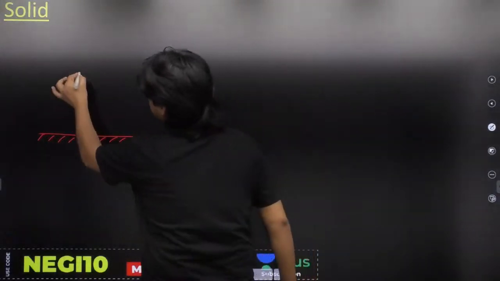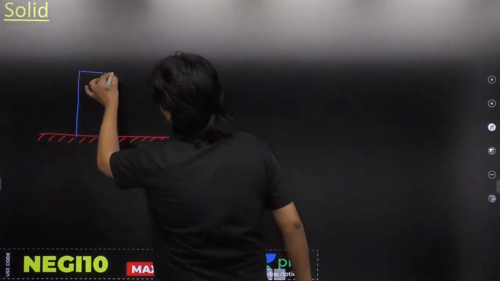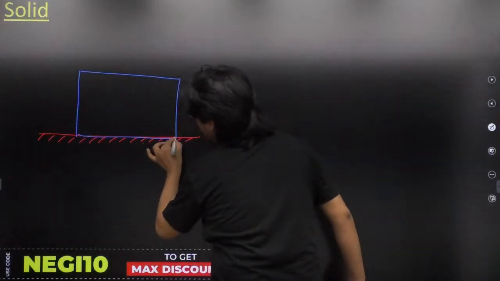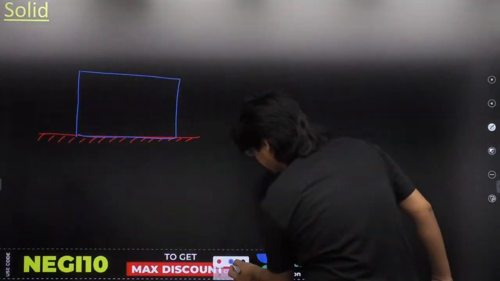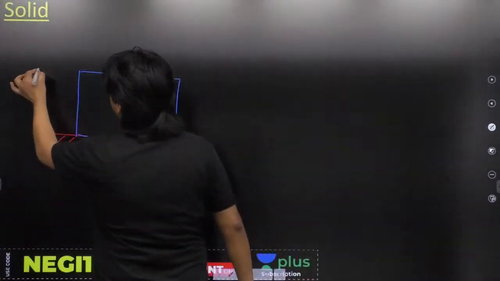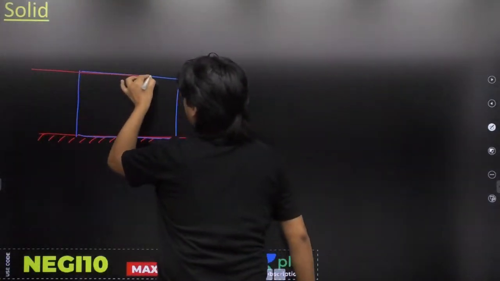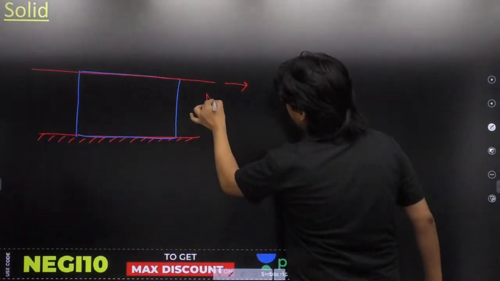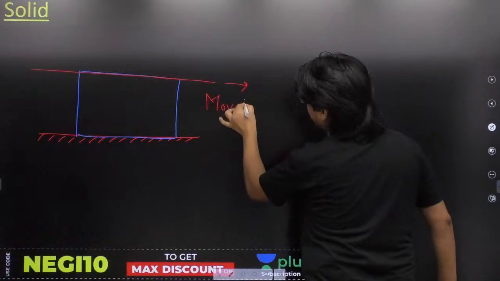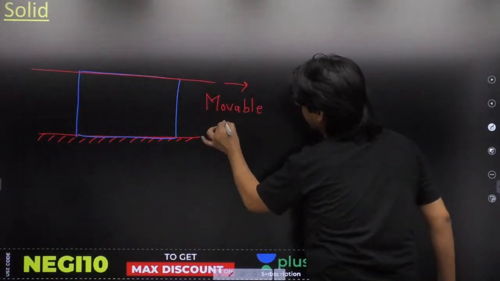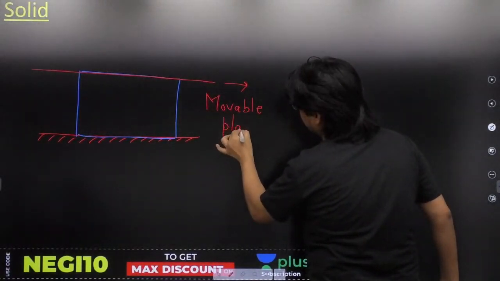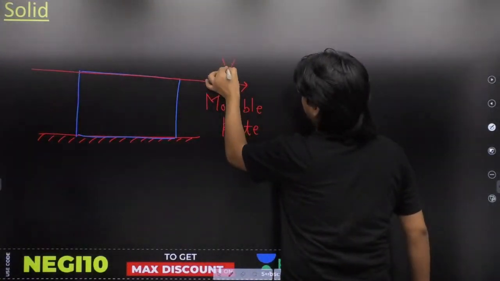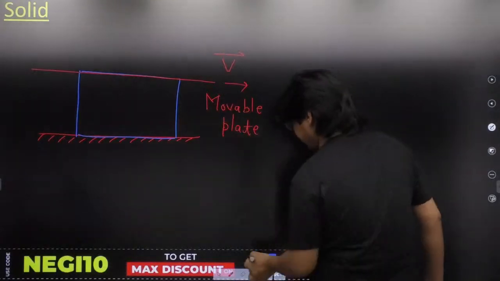And let us suppose I am having a solid. And on the top, let us suppose I am having some movable plate. Now listen carefully. Let me say this plate is moving with the velocity v.